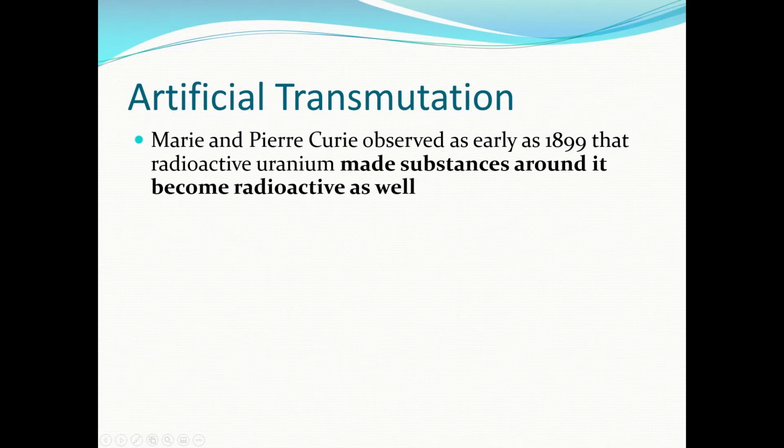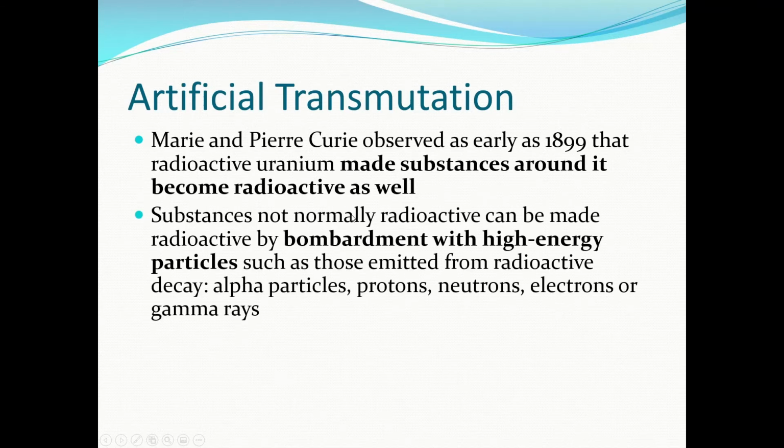Marie and Pierre Curie observed as early as 1899 that radioactive uranium made substances around it become radioactive as well. So if you put something by something that's radioactive, it becomes radioactive. So substances that weren't normally radioactive can be made radioactive by bombardment with high energy particles, such as those emitted from radioactive decay.